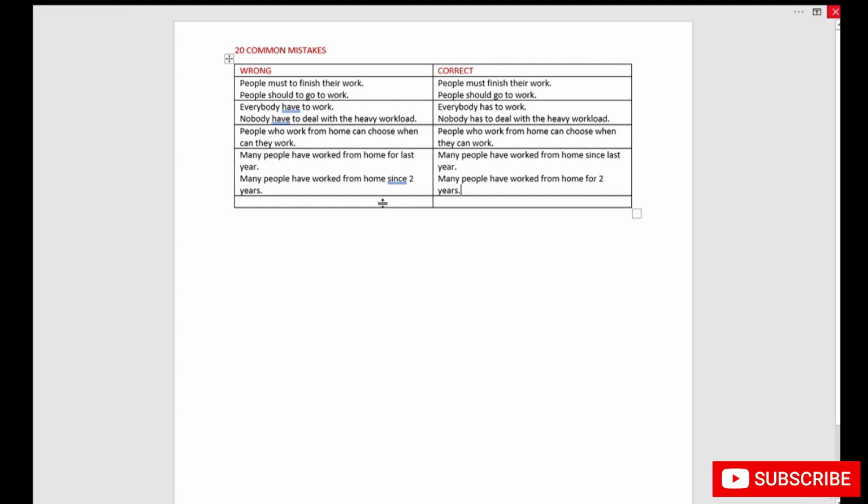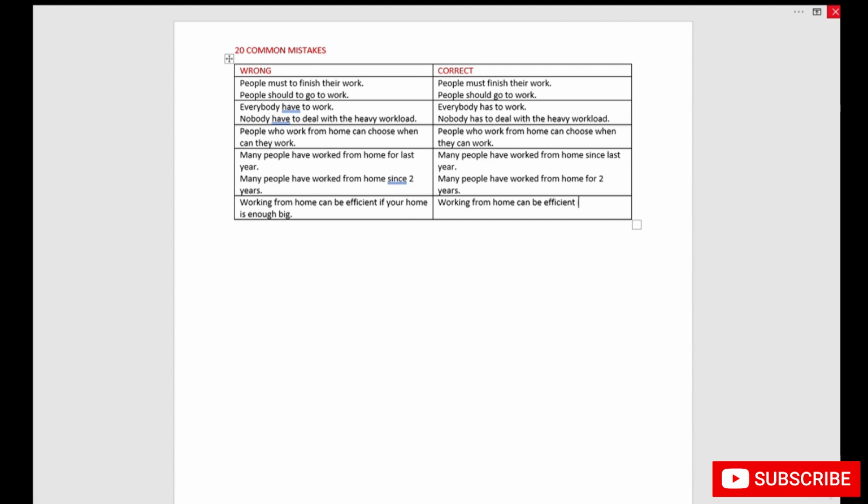The last example is related to the word enough. As you know, when you are using enough, it should come after the adjective. Now let's look at this example. Working from home can be efficient if your home is enough big. Now this is problematic because enough should come after the adjective. It shouldn't come before the adjective. So the correct usage would be working from home can be efficient if your home is big enough. So enough should always follow the adjective, not the other way around.